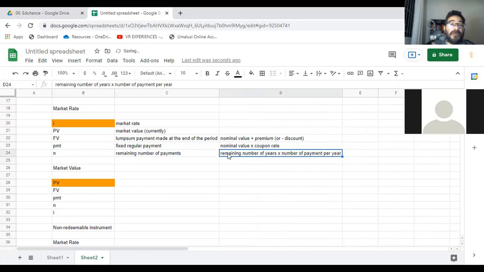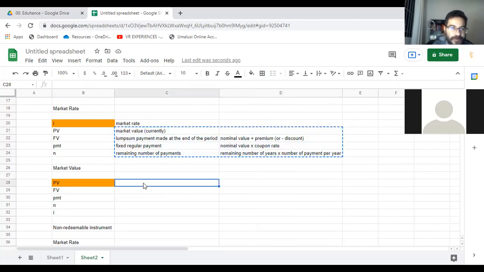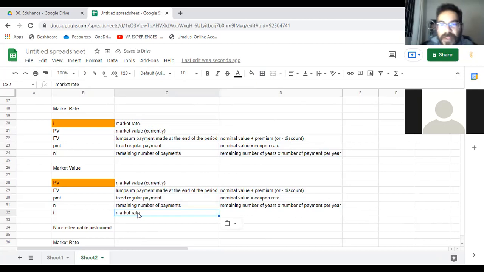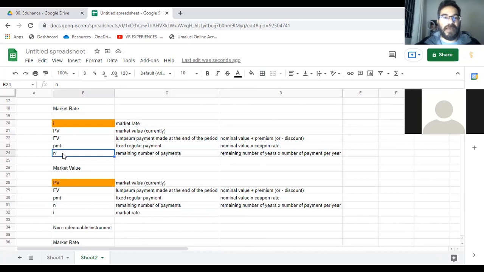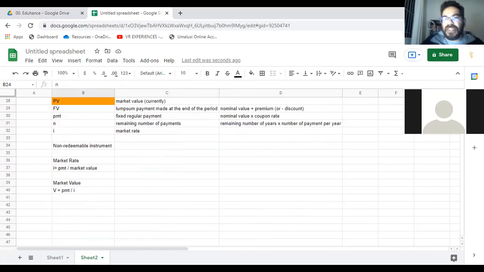But remember, it's always the remaining number of years. So let's just copy this. That's basically it. As you can see, there's a specified date of repayment telling you the remaining number of payments. That is why we can use a financial calculator for redeemable. For non-redeemable, there's no specified date of repayment. That's why we use the perpetuity formula. The perpetuity formula goes on forever and ever.